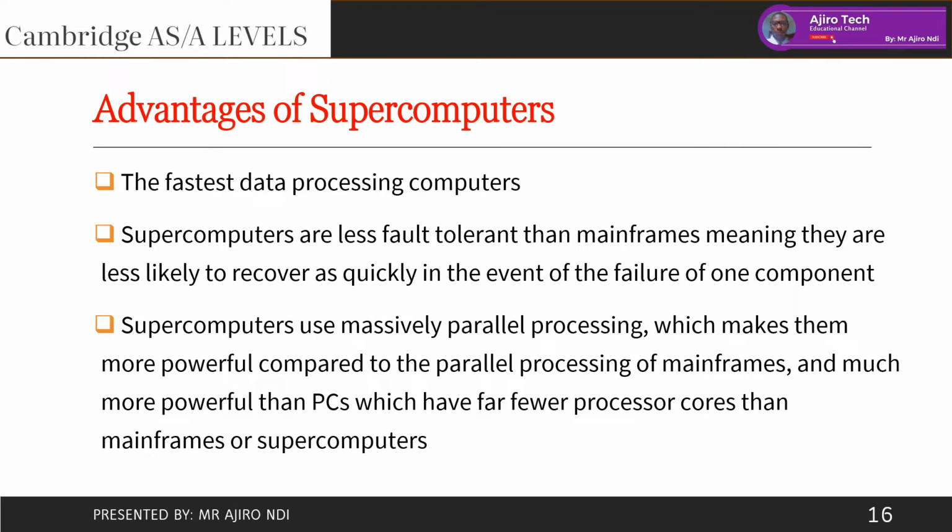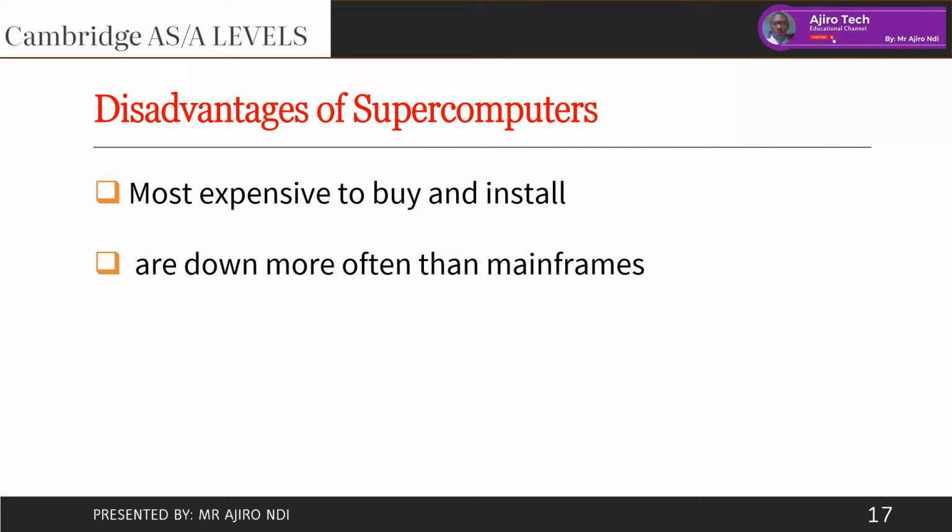supercomputers use massively parallel processing. We've talked about it, which makes them more powerful compared to the parallel processing of a mainframe, and much more powerful than other PCs. We've talked about this, but there's a need for us to itemize it in terms of advantages of supercomputers. So they can process more than one task at a very fast rate. What are its disadvantages? Expensive to buy and install, and they have more downtime, or less fault tolerance, than the mainframe.